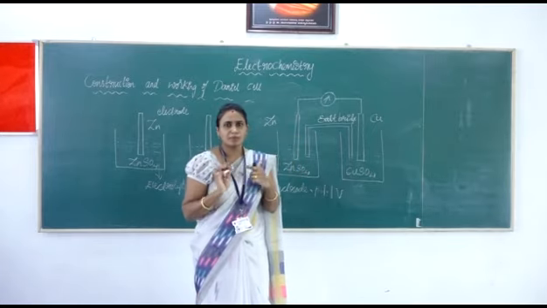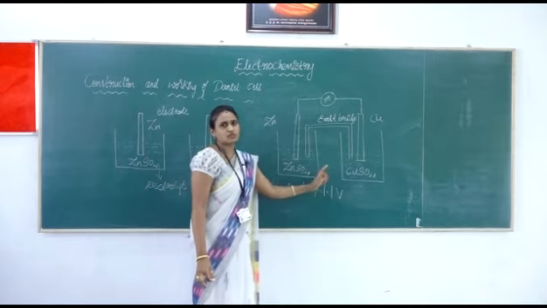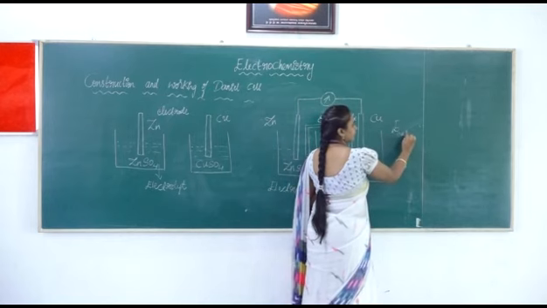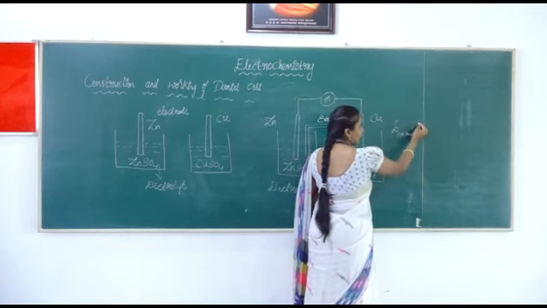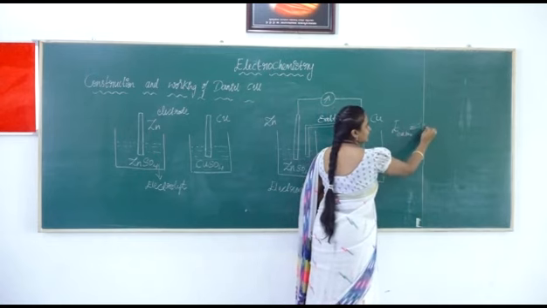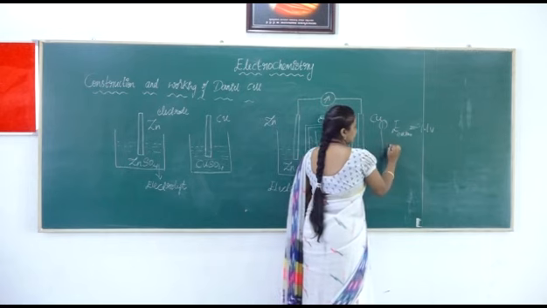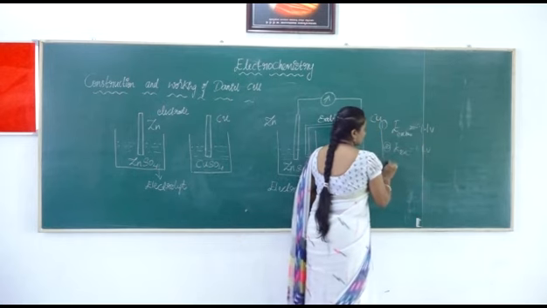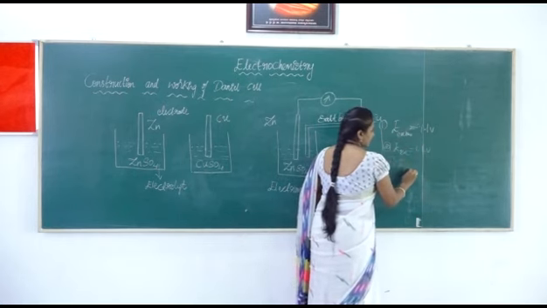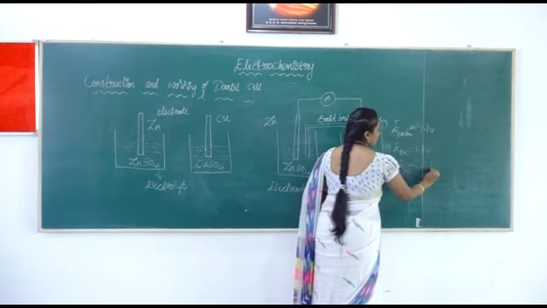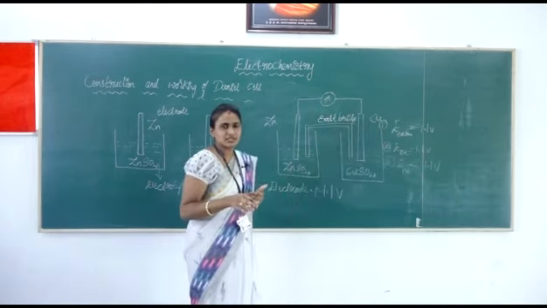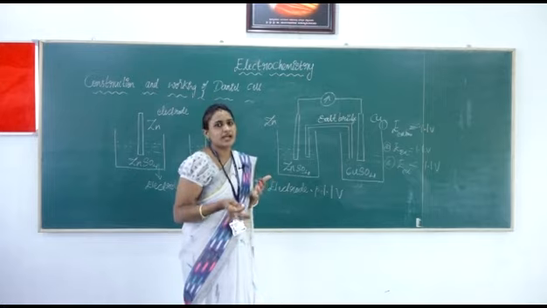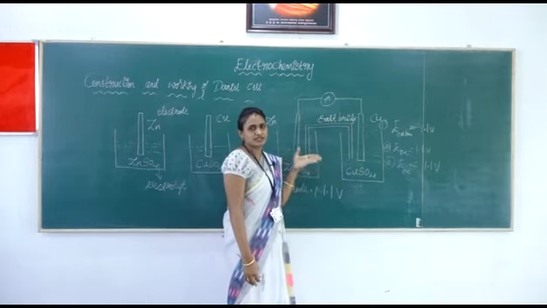Three cases are possible. The electrode potential of the Daniell cell is 1.1 volt. In the first case, the extra potential applied is greater than 1.1 volt. In the second case, the extra potential is equal to 1.1 volt. In the third case, the extra potential applied is less than 1.1 volt. In these three cases, your Daniell cell behaves in different ways by losing as well as gaining electrons. This is about your Daniell cell construction.